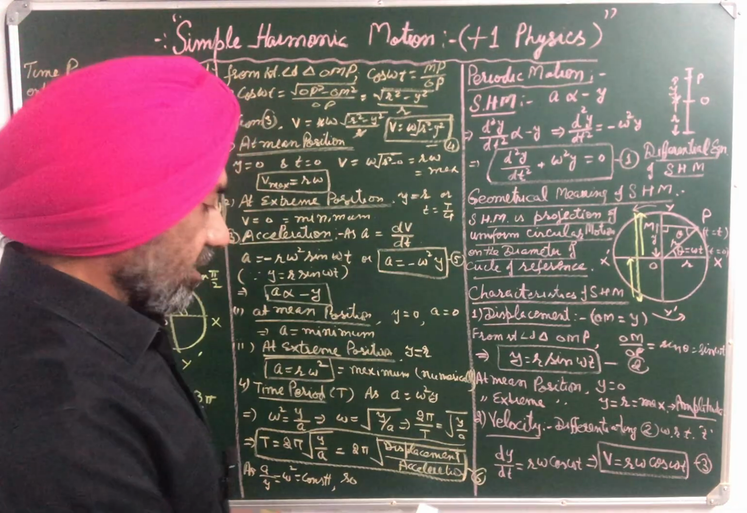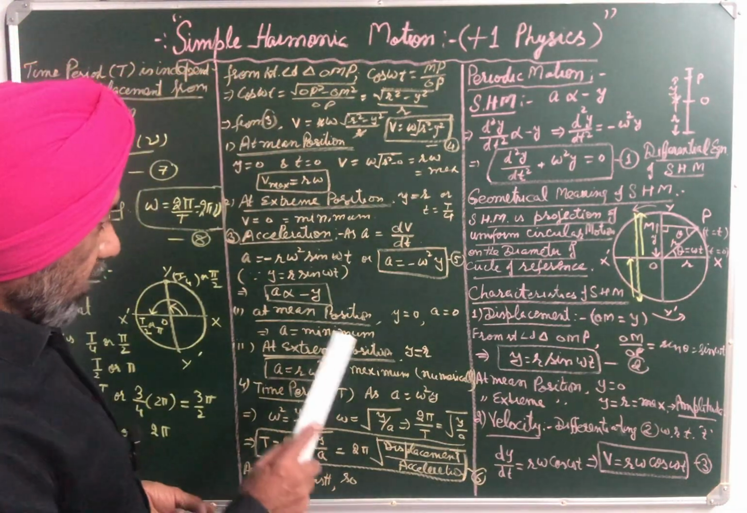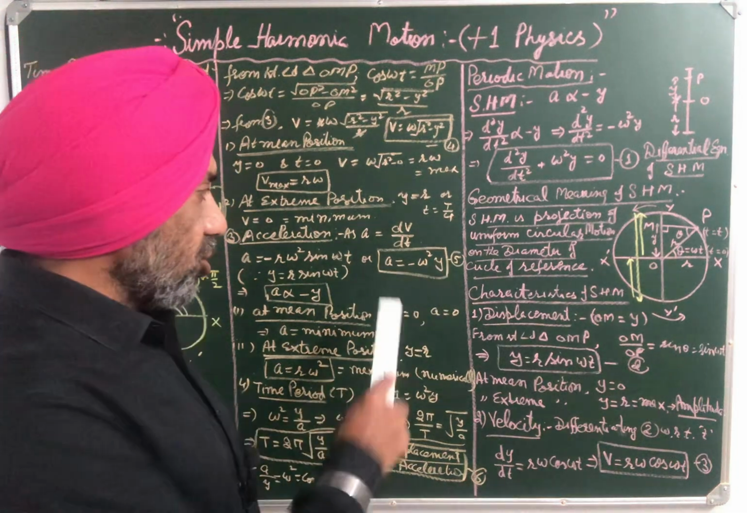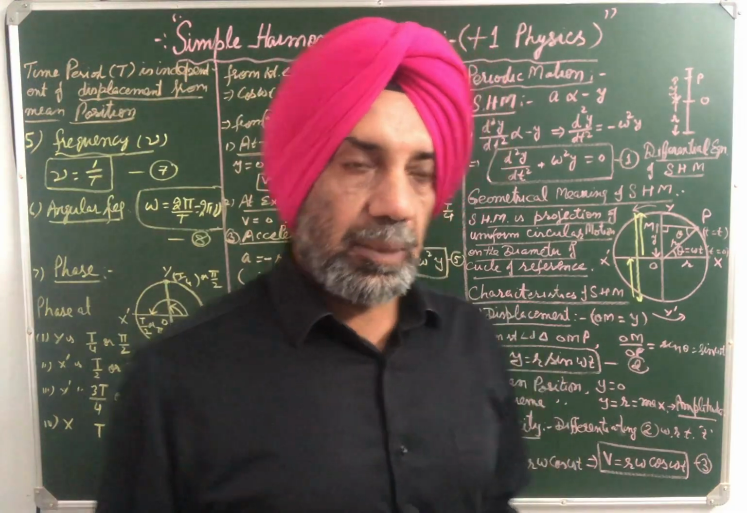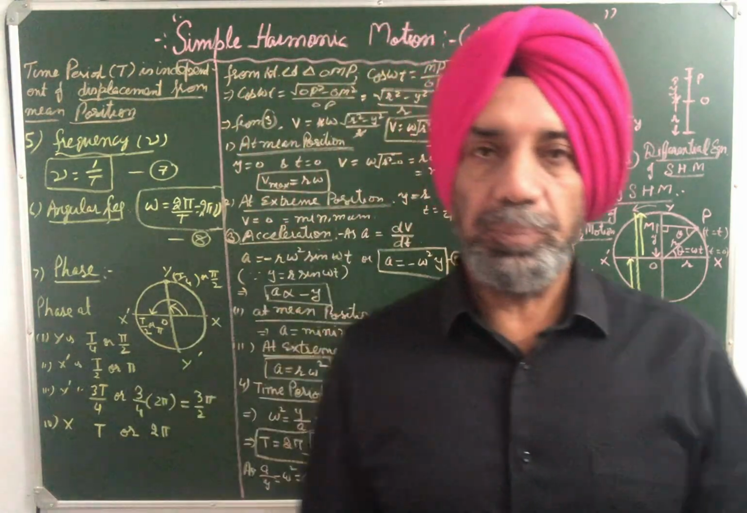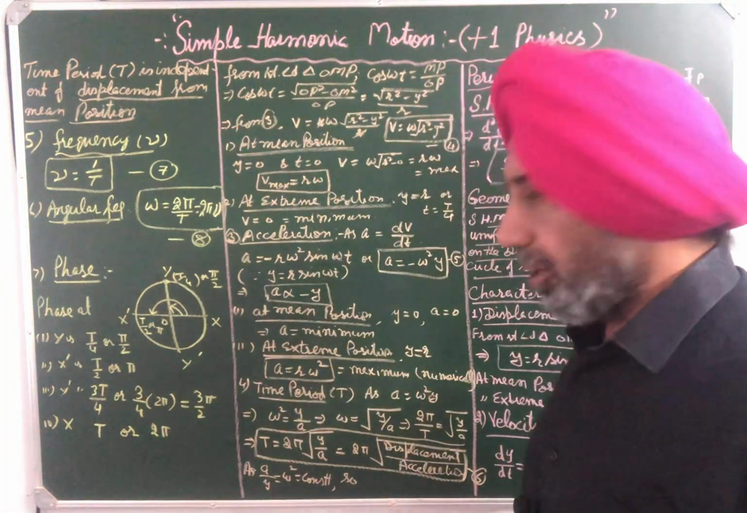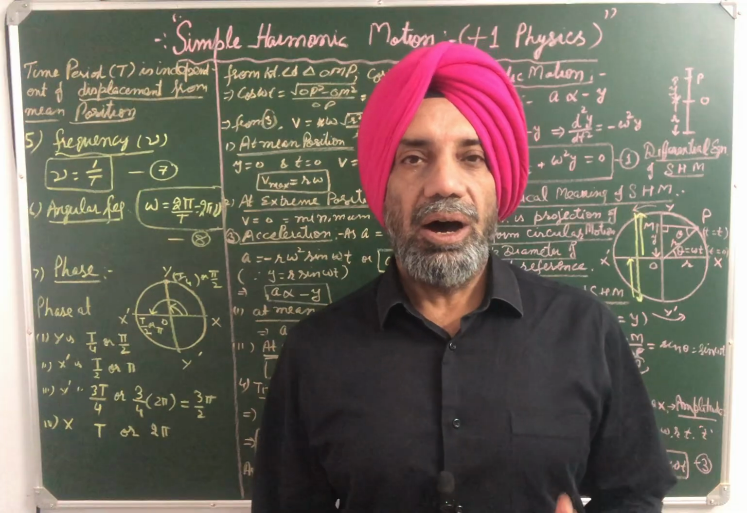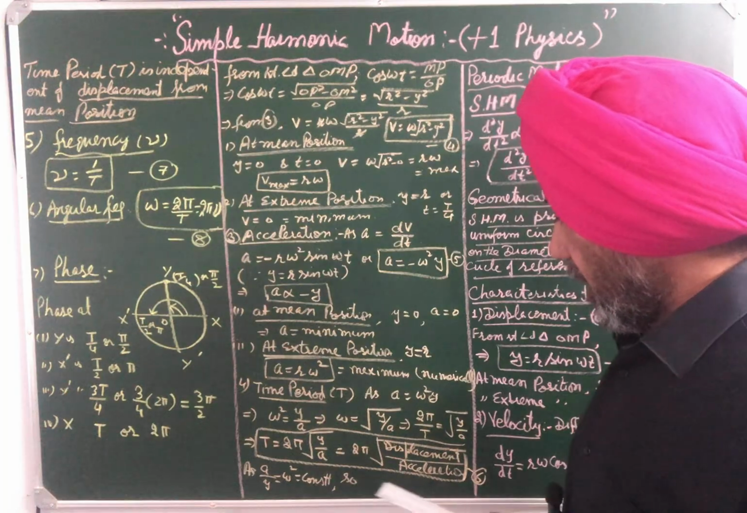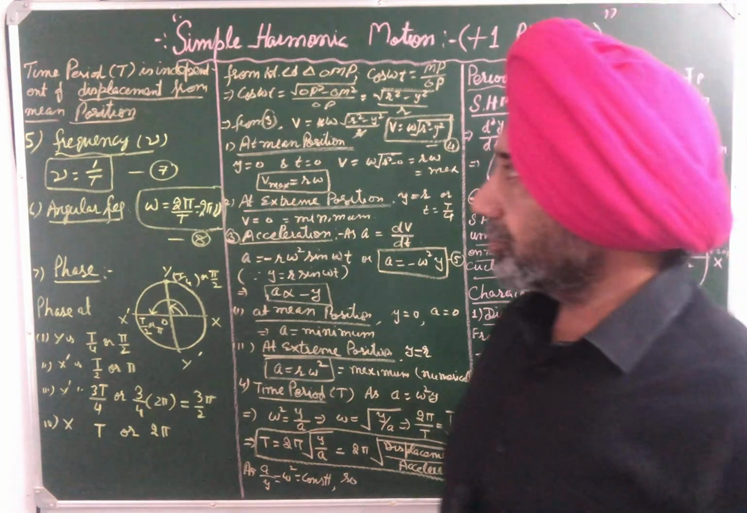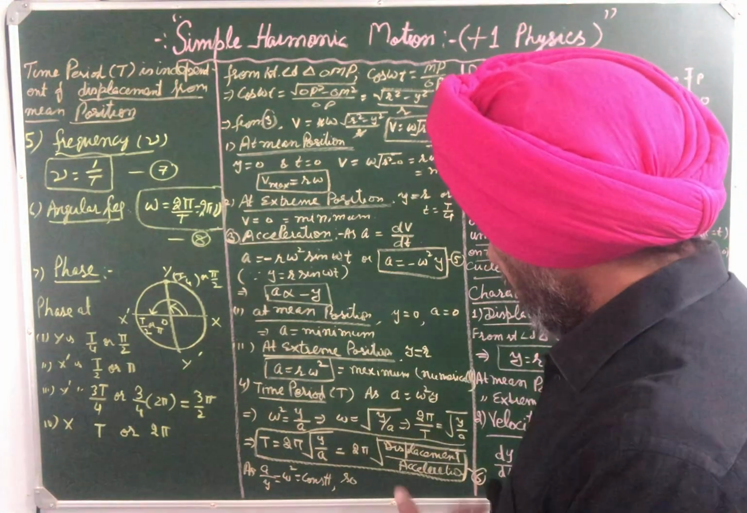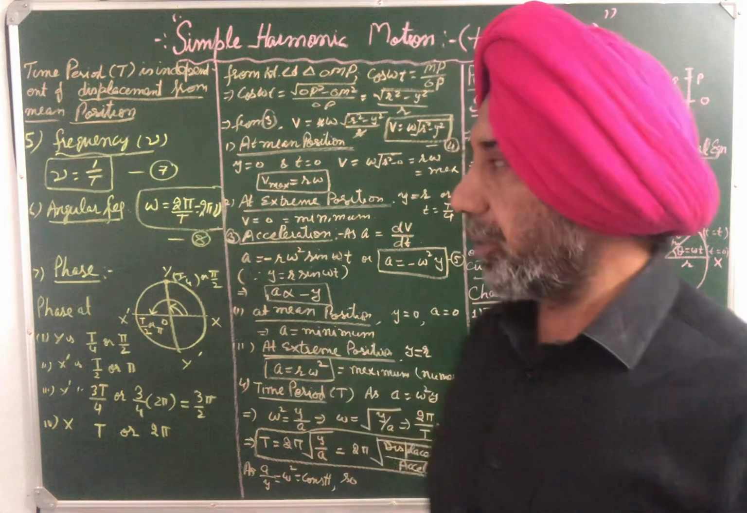But the displacement over acceleration ratio is constant from this equation, which is equal to 1 upon omega square. It means, very important thing, time period of a particle executing simple harmonic motion is independent of its displacement or amplitude from the mean position. Time period is independent of displacement or amplitude from the mean position.